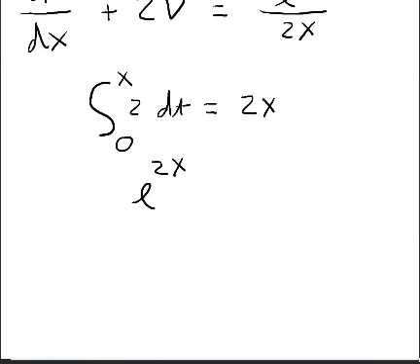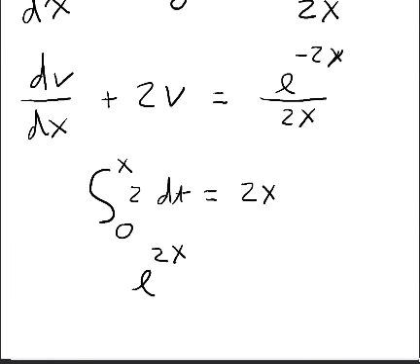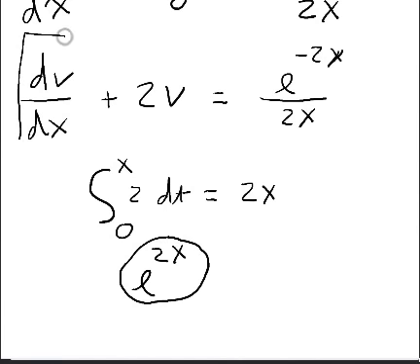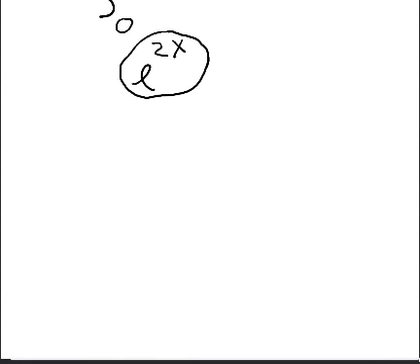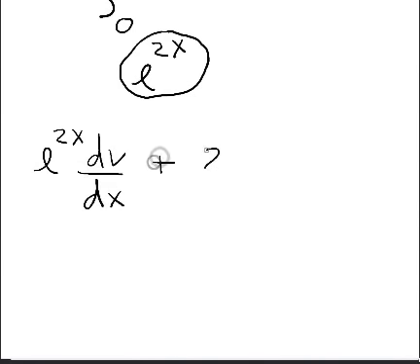Now what I will do is multiply both sides of this differential equation by e to the 2x, and I'll see what I get. Well, I get e to the 2x dv/dx plus my 2v e to the 2x, and that's now equal to 1 over 2x.